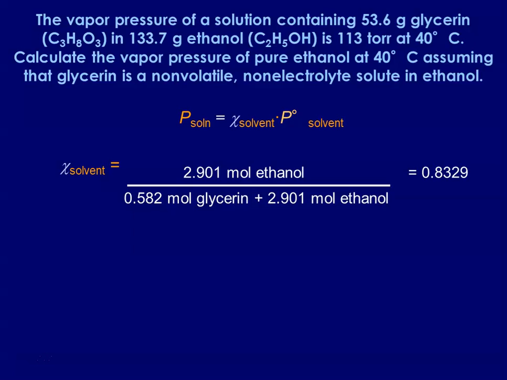You were given the pressure of your solution. You were told the pressure of your solution was 113 torr. So the pressure of your solvent should be greater than that, since that 113 torr is lowered due to the presence of this non-volatile, non-electrolyte solute, glycerin. So when I do my math through and I solve for the pure vapor pressure of my solvent, I get that the actual pressure was 136 torr.